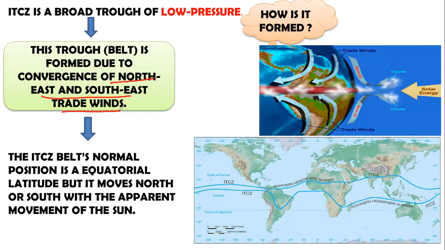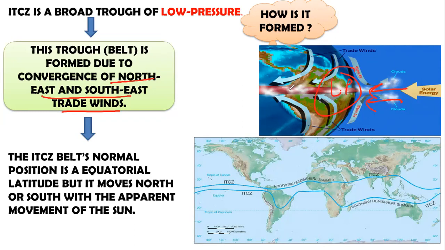See, we know that the sun rays fall directly over the equator twice in a year. So when these sun rays are falling directly at the equator, it causes a low pressure zone over that area. And because this entire area is an area of low pressure, this is nothing but ITCZ. As I just mentioned, it is a broad area of low pressure.